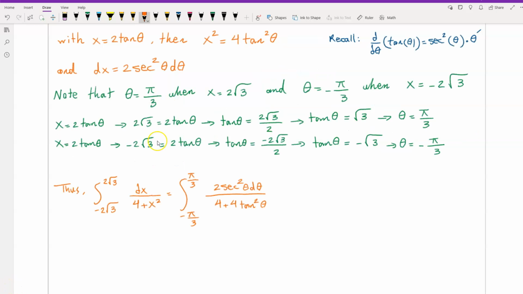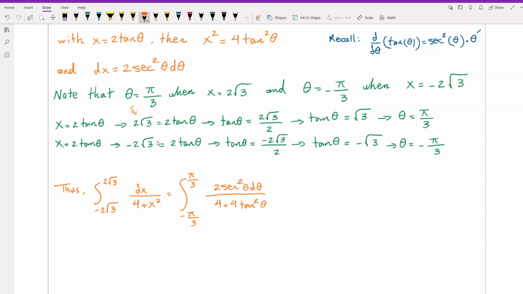Note that when we have x equal to 2 times the square root of 3, theta is equal to pi over 3, because here we have 2 times the square root of 3 equal to 2 times tangent theta, and based on that, tangent theta is equal to 2 times the square root of 3 divided by 2. So tangent theta equal to the square root of 3. When tangent theta is equal to the square root of 3, that is when theta is pi over 3, because tangent of pi over 3 is equal to the square root of 3.